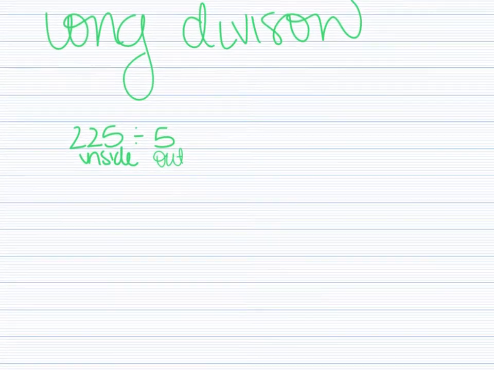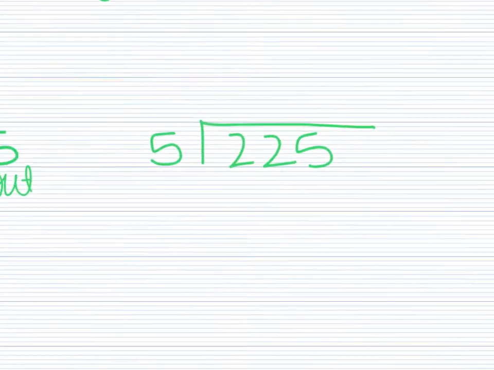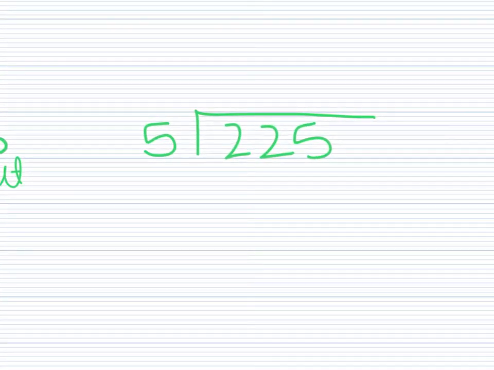So when I go ahead and set up my house, I'm going to have 5 on the outside, and then I'm going to have 225 on the inside. Now, what I want to look at are numbers that divide into 225. Well, 5, and how many times it does that. So, does 5 go into 2? No, it doesn't. So, I could put a 0 up here, or I could just leave it blank, but then that means I have to move to the next number.